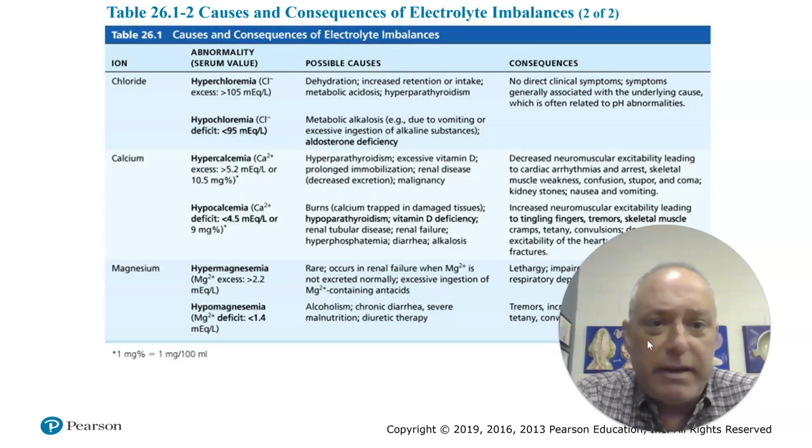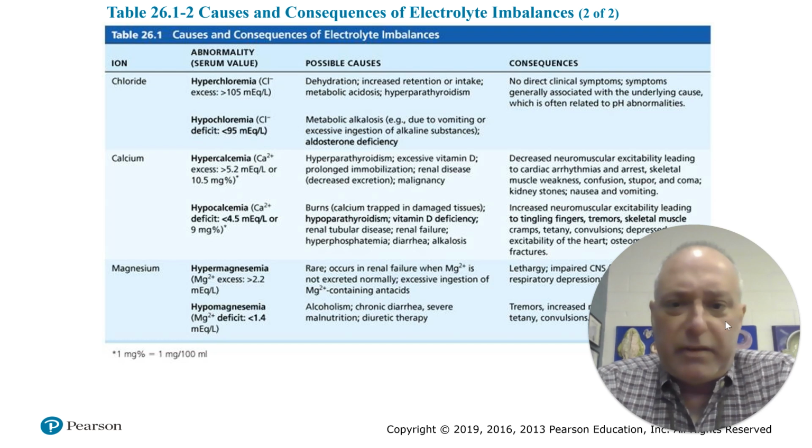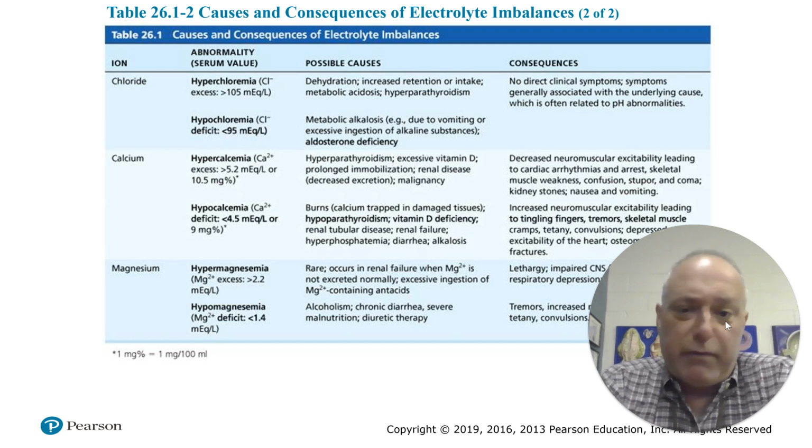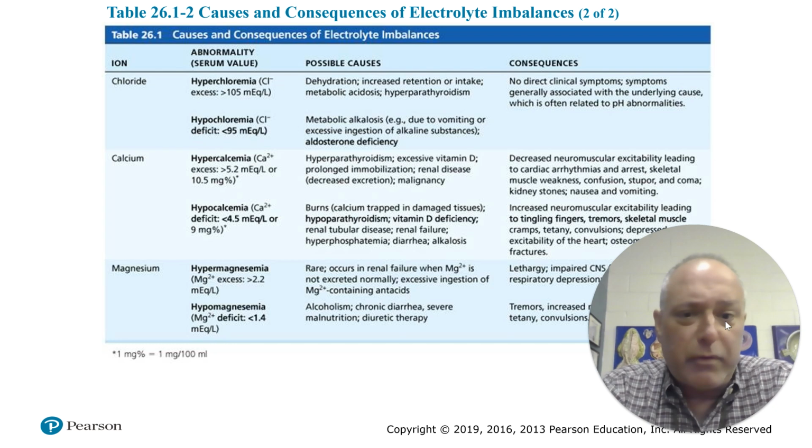Okay, chloride is interesting in that chloride just kind of goes the way that it wants to. So you have increased chloride with really no direct clinical symptoms. Decreased chloride, because chloride will move the way that it wants to at a given time. So calcium, hypercalcemia, this could be due to thyroid problems or excessive vitamin D. Hypocalcemia leads to tingling fingers, tremors, skeletal muscle cramps.